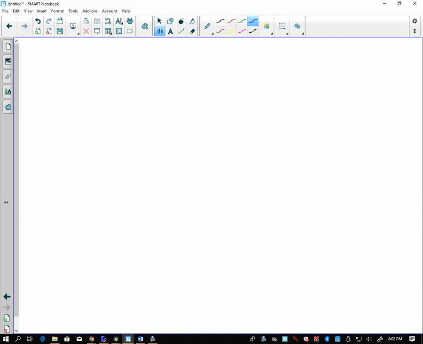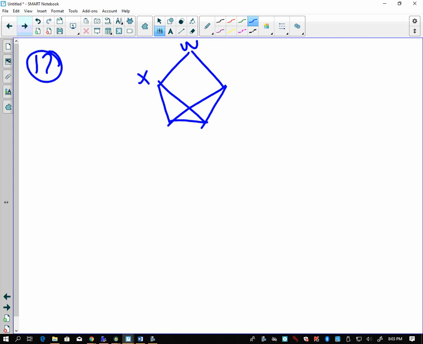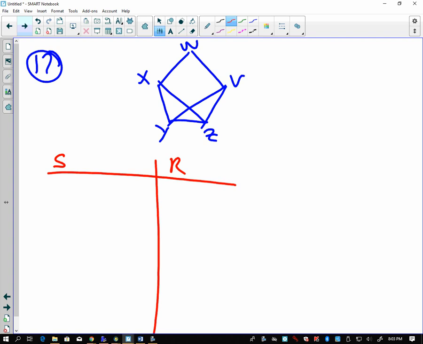All right, 17. 17 is a proof. They're showing you something that looks like this. We've got a W, an X, V, Z, and Y. Let's see, my two-column proof. So we've got our statement, we've got our reason. Let's look at our givens first. Angle XYZ is congruent to angle VZY.